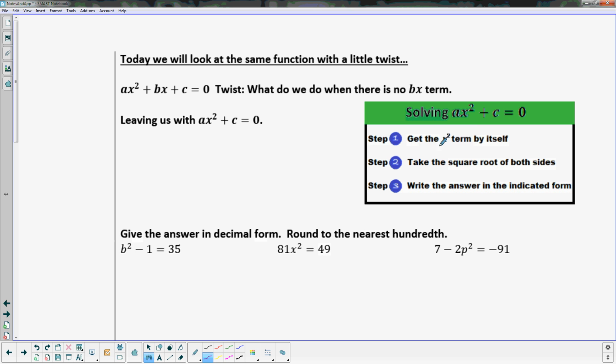Step 1, I want to get the x squared part by itself. I want to get that x squared completely alone on one side of the equal sign. Step 2 will be take the square root of both sides, and then write the answer in the indicated form.